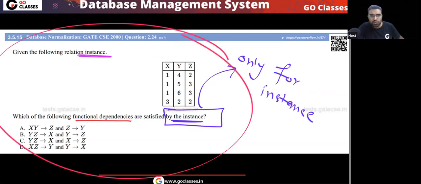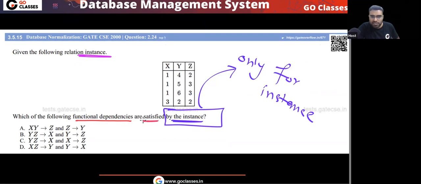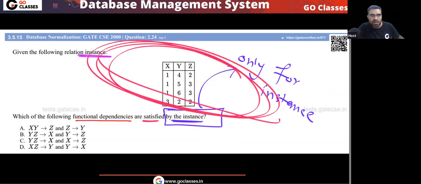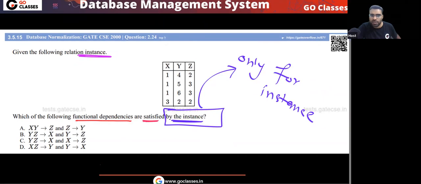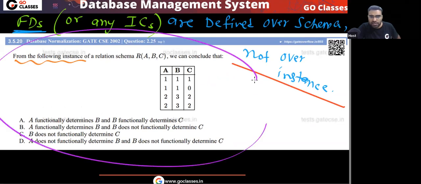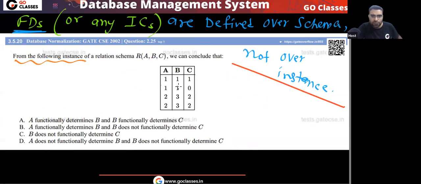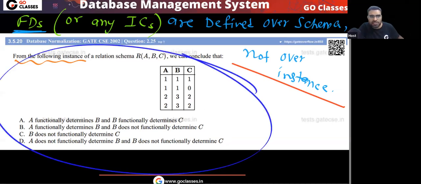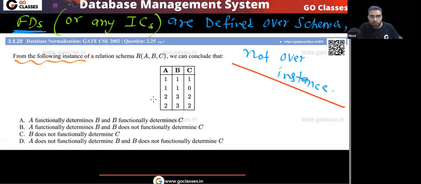In this question, I am asking which functional dependencies are satisfied by the instance, meaning by this instance, which functional dependencies are satisfied. But come back to this question. Here an instance is given, but I am not asking which functional dependency will be satisfied by this instance. Did you understand? Don't keep any confusion.